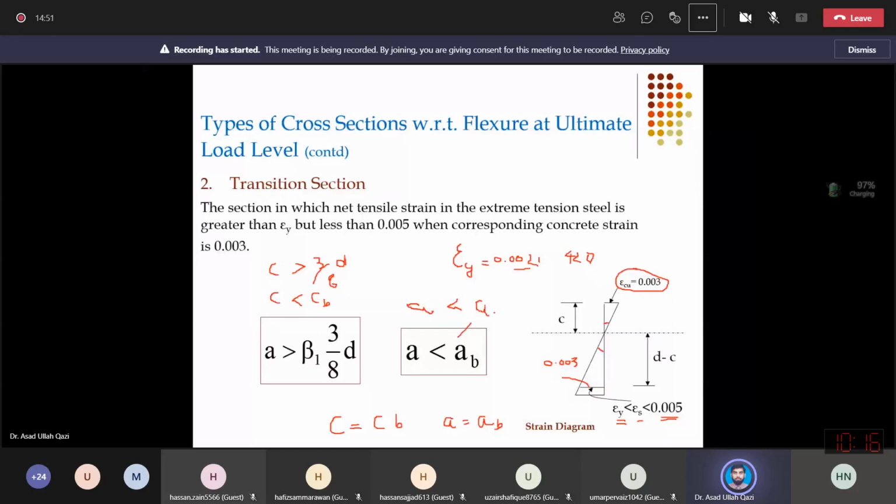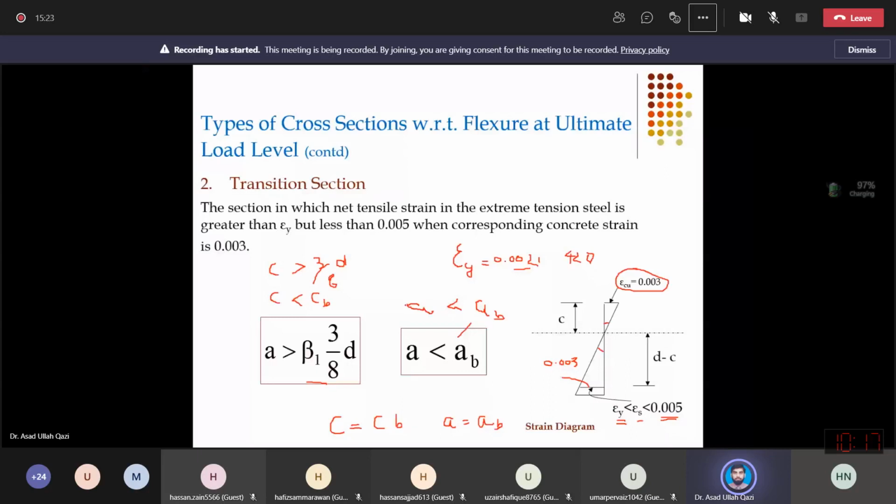So it is such a domain in which A or C will be greater than the A or C of the 0.005 tension control section, but the C or A will be less than the balanced CB or AB. So it will be in between this range.